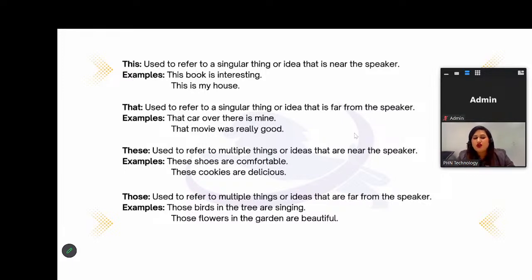Okay. Now we're going to talk about those. Those refer to multiple things or ideas that are far from the speaker. For example, those birds in the tree are singing. Those flowers in the garden are beautiful. Now, this thing is far from you when you're standing and showing it to the person. It's exactly the same as when you're using that in a sentence, then definitely you're going to use those. Like it's far from you. Those birds sitting on the tree are so beautiful. Those flowers in the garden are beautiful. So when you're standing far, you need to tell that person in this way.